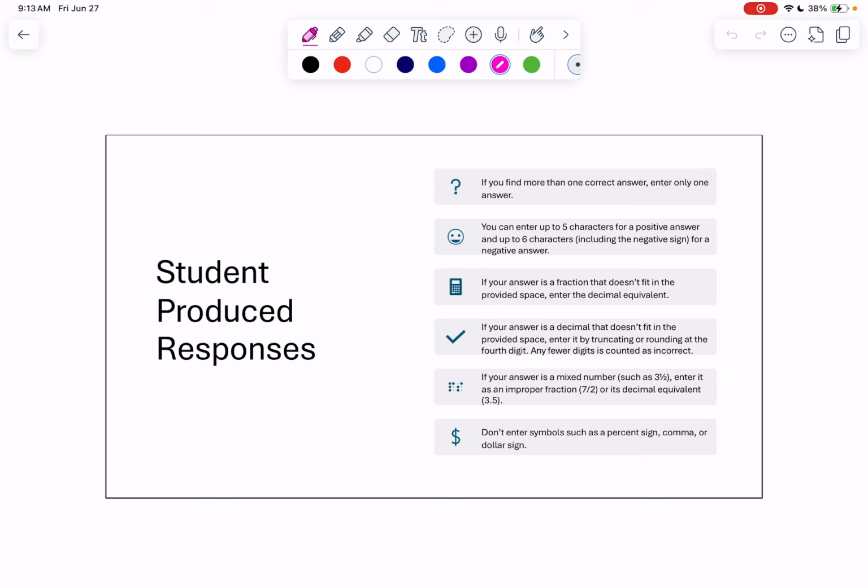If your answer is a mixed number, such as 3 and a half, enter it as an improper fraction, 7/2, or as its decimal equivalent, 3.5. Do not enter any symbols such as percent signs, commas, or dollar signs. The only symbol you're going to want to put in there, well, it's not really a symbol, is a decimal point.